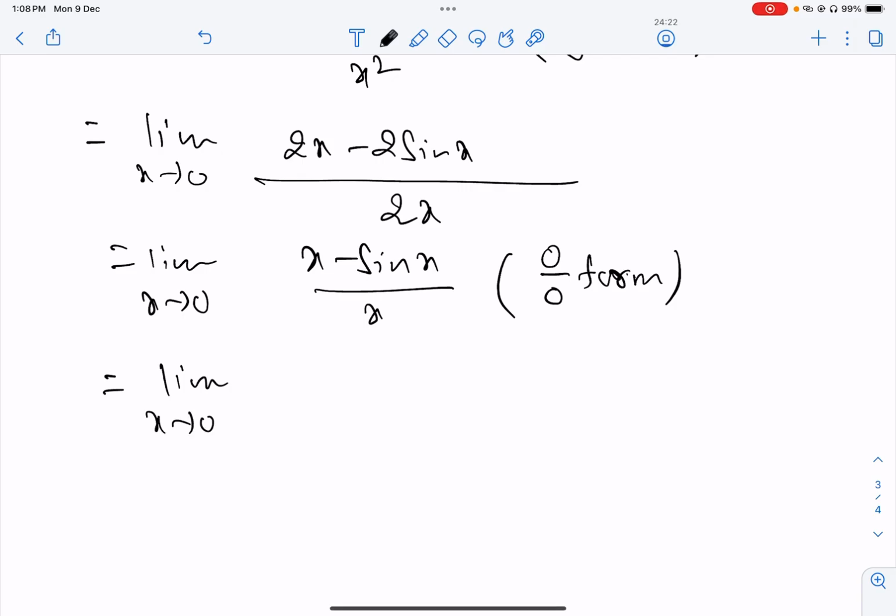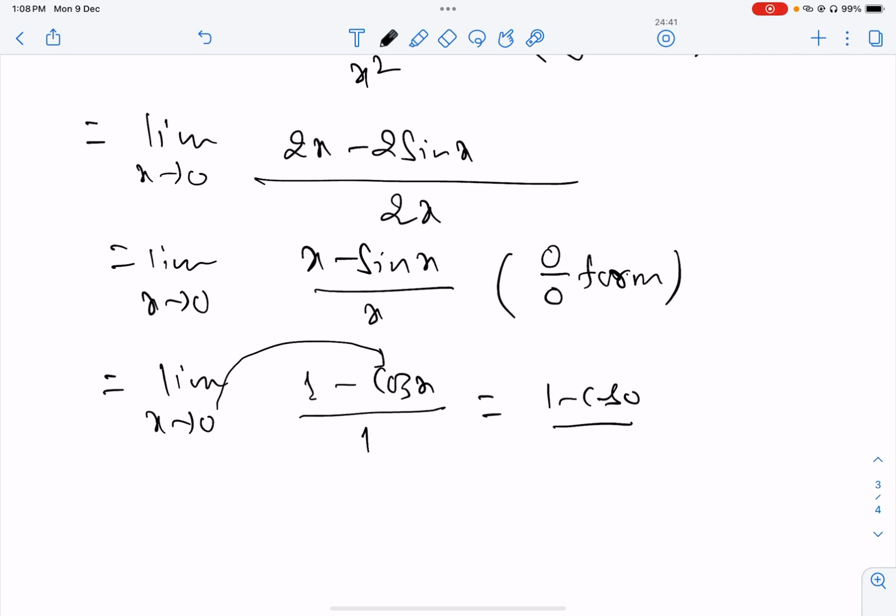So limit x tends to 0, derivative of x is 1, derivative of sin x is cosine x, and derivative of x is 1. And now we can see that when we take x tends to 0, cosine 0 is 1. So this is 1 minus 1. So this is 0 by 1, and 0 by 1 is nothing but 0. So that is the answer.